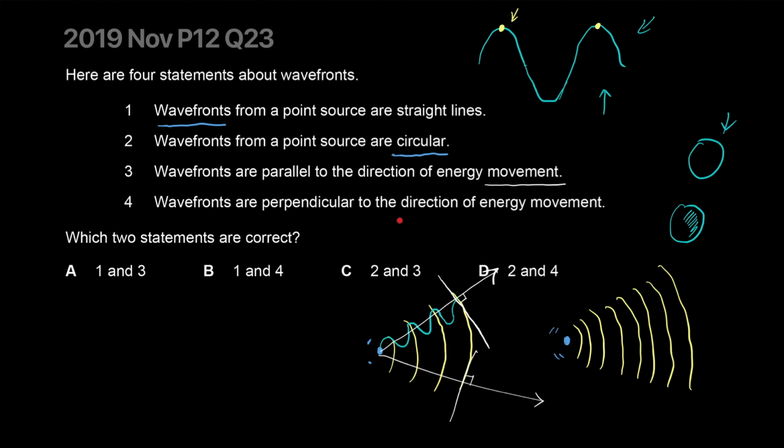Wavefronts are perpendicular to the direction of the energy movement. Oh, it said parallel. I think we mean perpendicular, right? Talking about perpendicular. Okay. Yeah, this is perpendicular, not parallel. I'm just confusing the words up. Which two statements are correct? And I think we highlighted 2 and 4. 2 and 4, which is D.